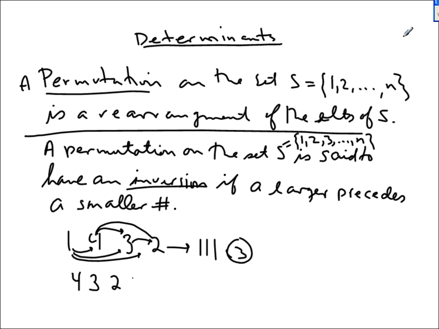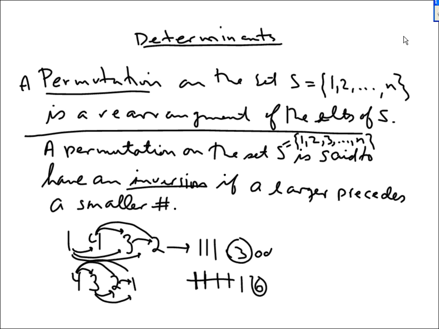4, 3, 2, 1. Well, this is going to have a lot of inversions. I suspect it's going to be 6. 4 is before 3. 4 is before 2, and it's bigger. 4 is before 1, and it's bigger than 1. 3 is before 2, and the 3 is bigger. 3 is before 1, and the 3 is bigger. And 2 is before 1, and the 2 is bigger. So yeah, there were 6 inversions.